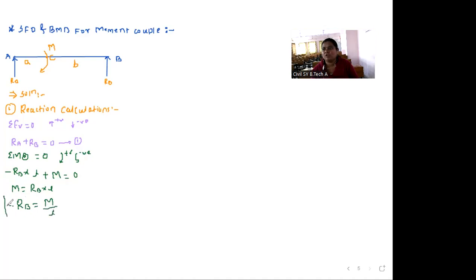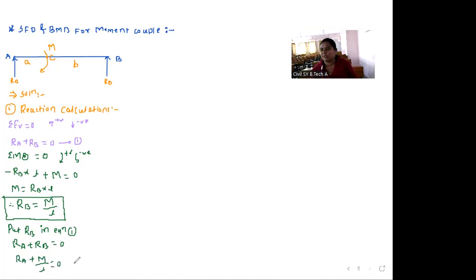So this is the value of reaction at B point. RB is equal to M divided by L. Now we will put this RB value in equation 1. So our equation 1 is RA plus RB is equal to 0. So RA as it is plus M divided by L is equal to 0.